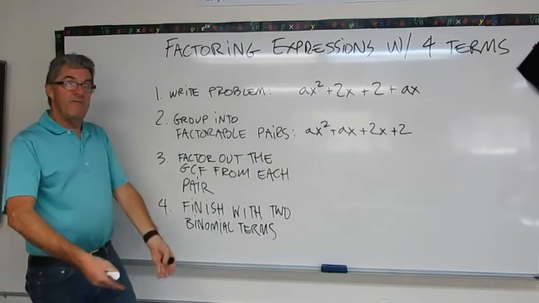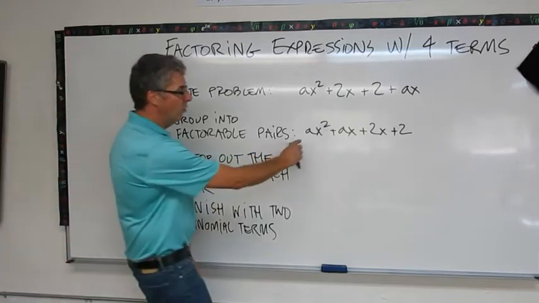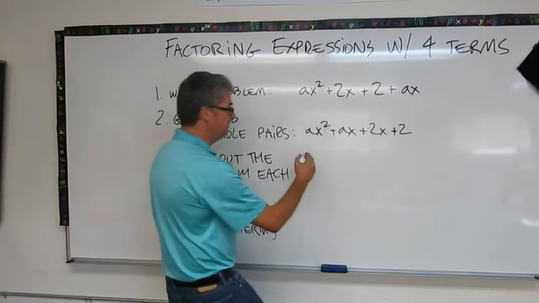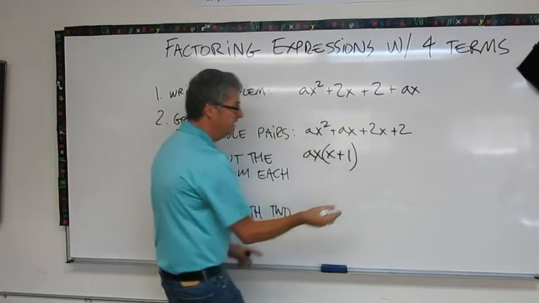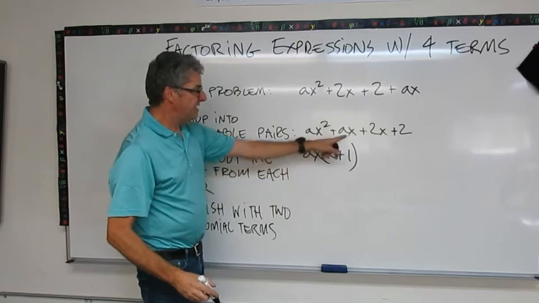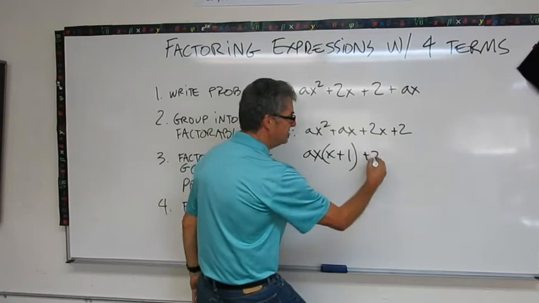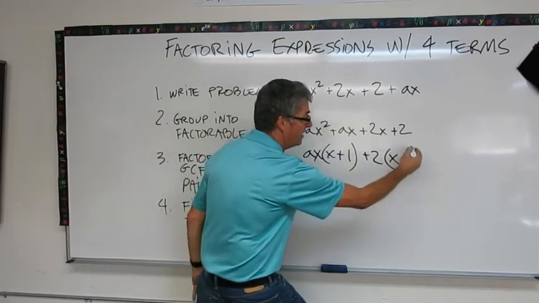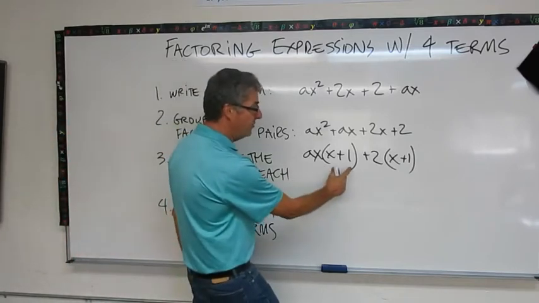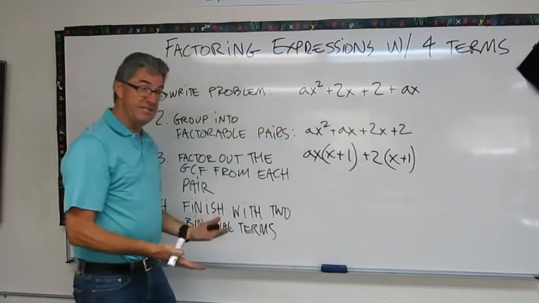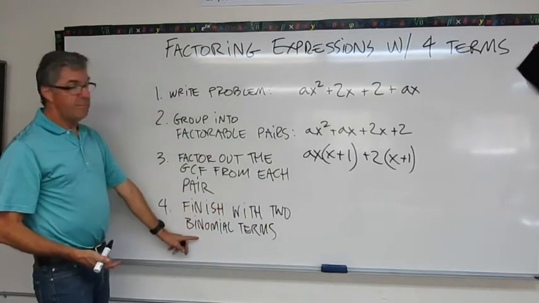Step 3, factor out the GCF from each pair. So what's in here? There's an ax in both terms. So we go ax times x plus 1. That's the placeholder for this ax there. Okay? Second pair, I just have a 2. So that's plus 2 times x plus 1. Again, now if I've done this step correctly, this binomial should be the same as that binomial. And indeed it is.